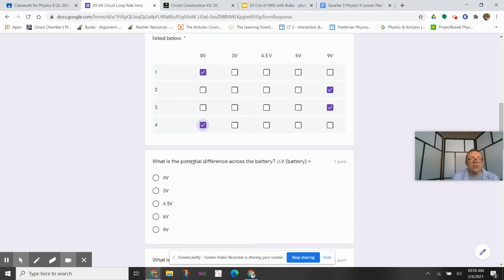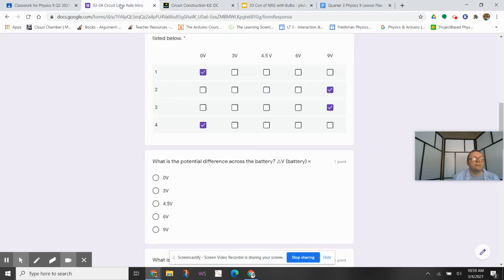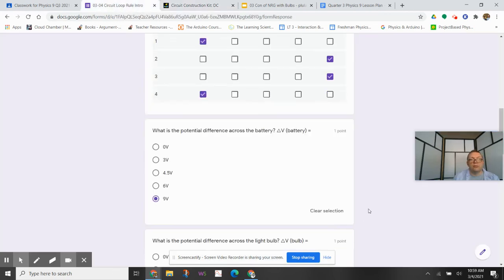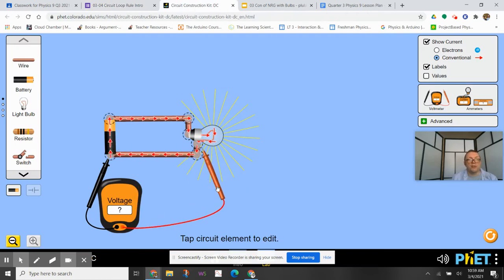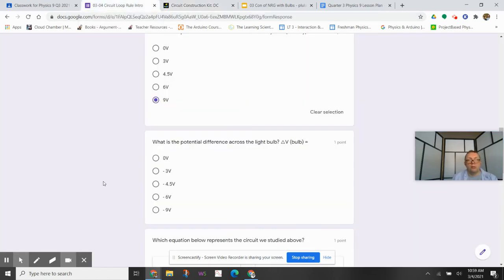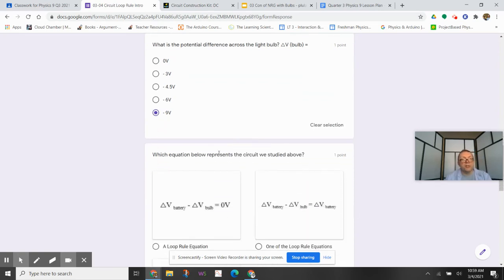And if we're going to measure just across the battery, I can take this and go like that. Just across the battery, 9 volts. If I'm going to go the potential difference across the light bulb, you'll notice here I made these all negative because those bulbs are using electrical energy. So if I go like that, negative 9 volts for that bulb. There we go.